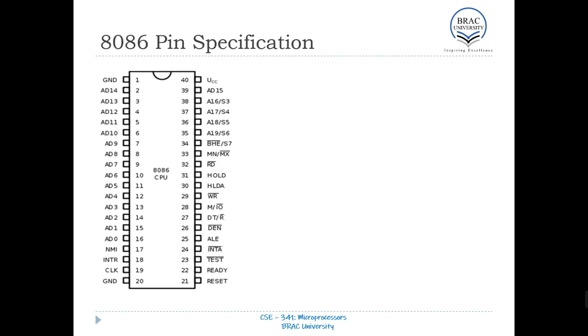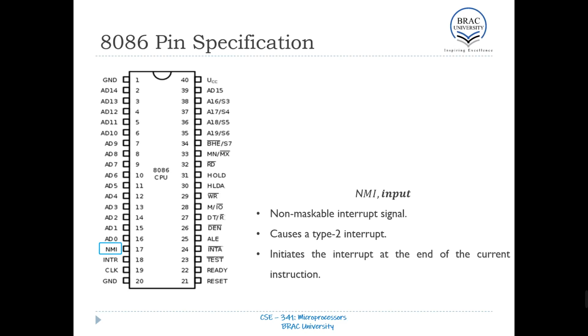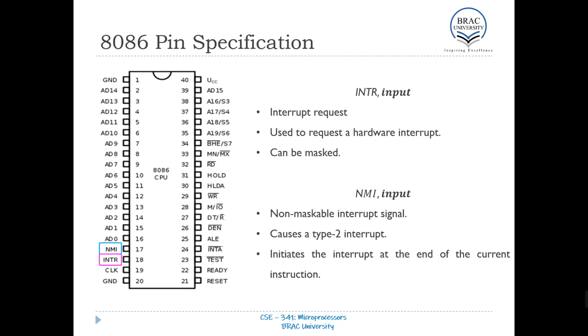8086 has 2 pins reserved for interrupt requests. The first pin we'll discuss is the NMI pin. NMI stands for non-maskable interrupt, meaning these interrupts cannot be ignored by the system and must be serviced by the system at the end of the current instruction. The next pin is the INTR interrupt pin, which is used to request a hardware interrupt. This interrupt can be masked, meaning it can be ignored by the microprocessor.